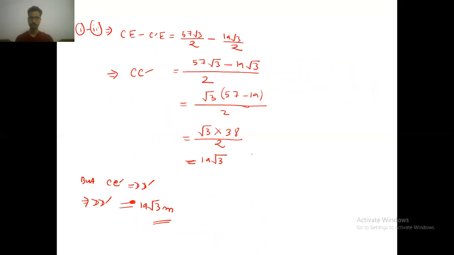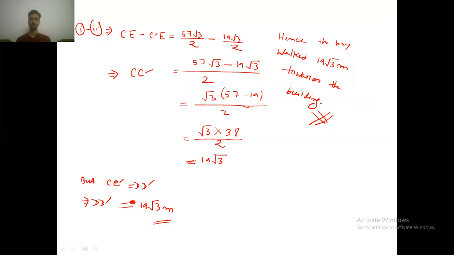So the boy is walking. The concluding statement will be: hence the boy walked 19 root 3 meter towards the building. Yes or no? The boy is walking 19 root 3 meter towards the building. Yes? Okay.